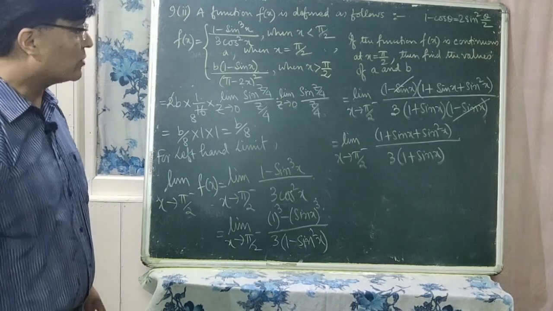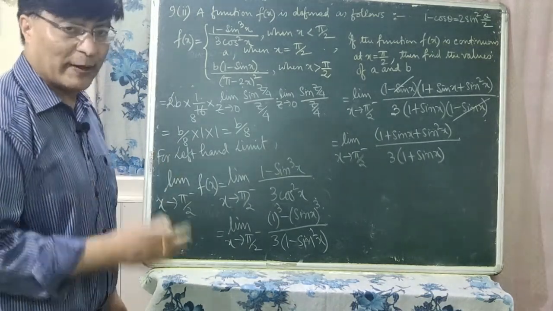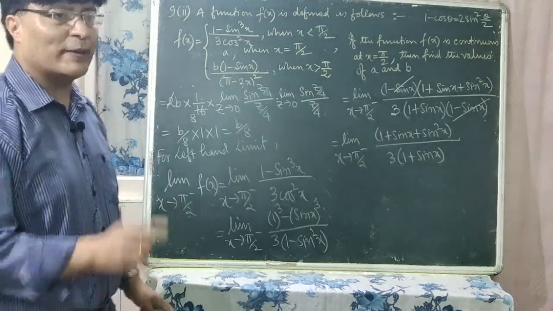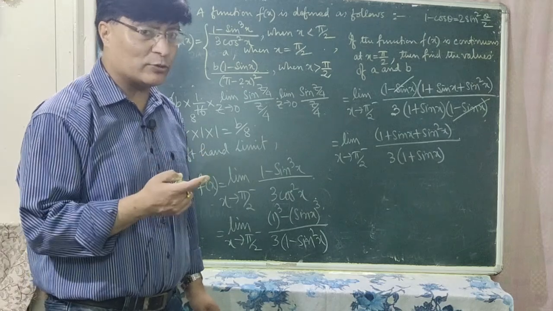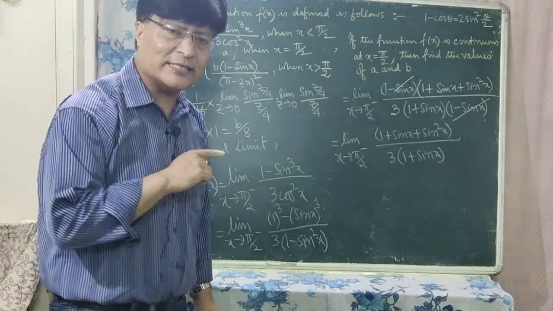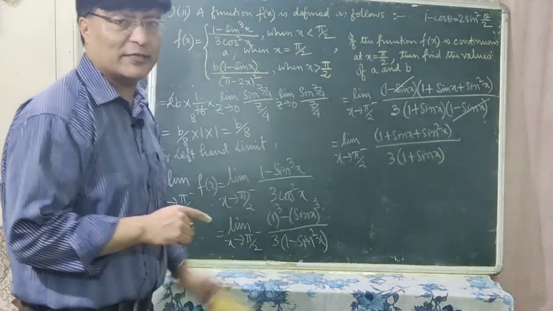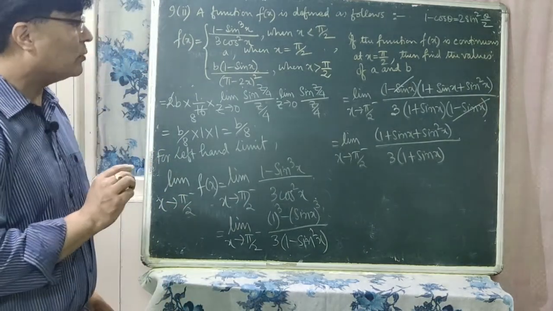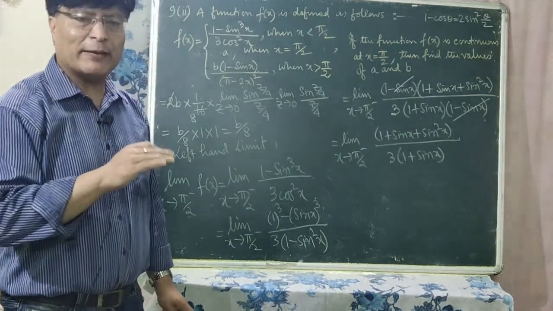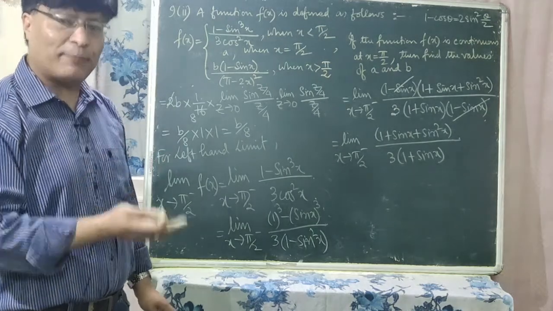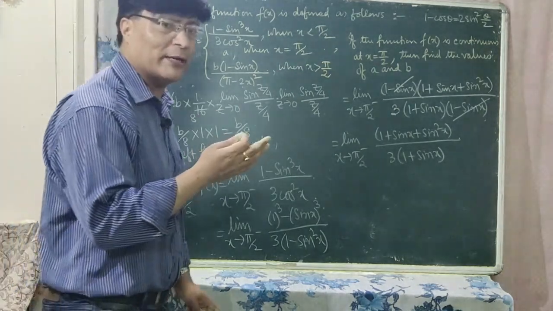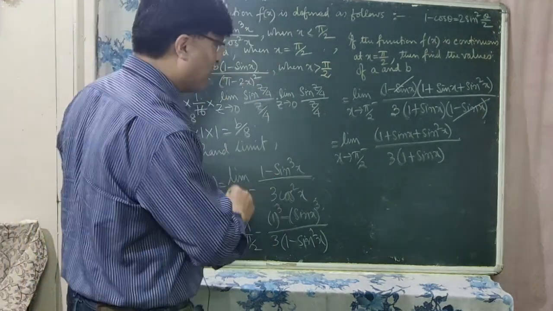So I think you have understood it. Now you can put x is equal to pi by 2. So x tends to pi by 2 minus means x is approaching pi by 2 from the left hand side. You can put x is equal to pi by 2. Wherever there is x, you put pi by 2.